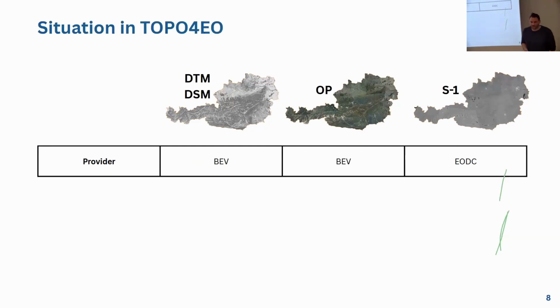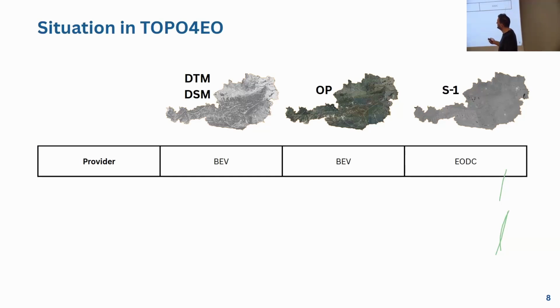So what's the situation like in TOPO4EO? So this was the big picture about the whole OGD landscape in Austria. So let's talk about the data that we are actually interested in when we talk about TOPO4EO, or what we are actually interested in when we talk about remote sensing in vegetation.